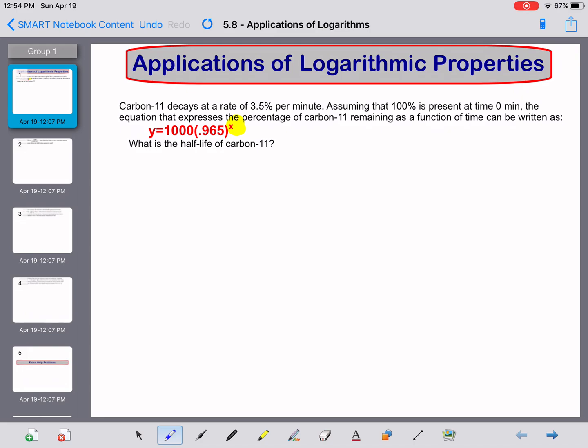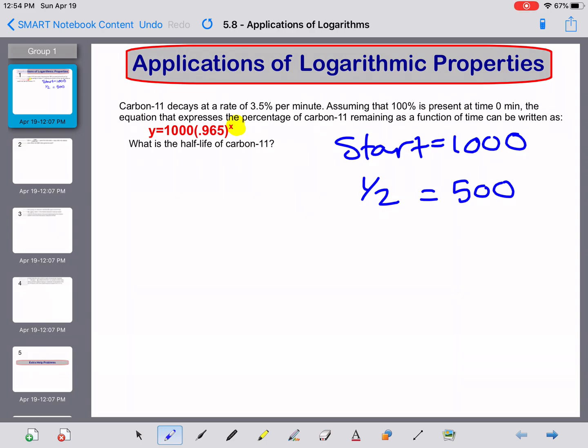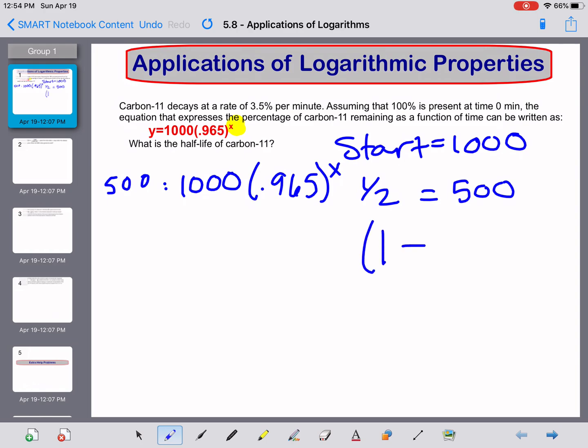If it's a half-life, I know that the starting value is 1,000. So the half-life is 500. And that's what your y value is going to be. So if I'm going to completely fill this out, I'd rewrite this as 500 equals 1,000 times 0.965 to the x. And another thing, the way I got that 0.965, if you're not sure, it's the same thing as writing 1 minus 3.5%, or 0.035. Since it's a decay, I'll get less than 1. And then I'll go from there.